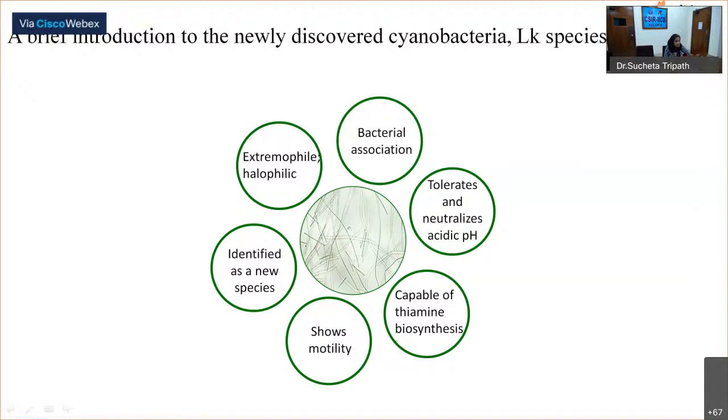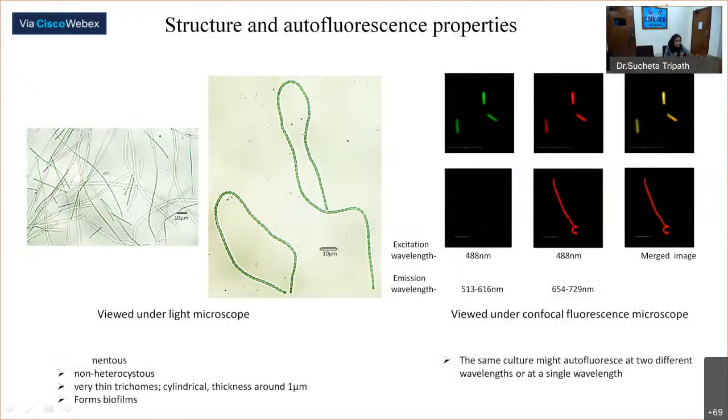And it also synthesizes vitamins called thiamine, and it shows motility that we have seen in our lab. Although it is filamentous, it doesn't have flagella, but it still moves in a twitching movement. And it is a new species. It was not discovered or identified earlier. This is how it looks under the microscope. It's a very thin filament, and when it is grown, it develops clumps, and it does not have heterocysts.